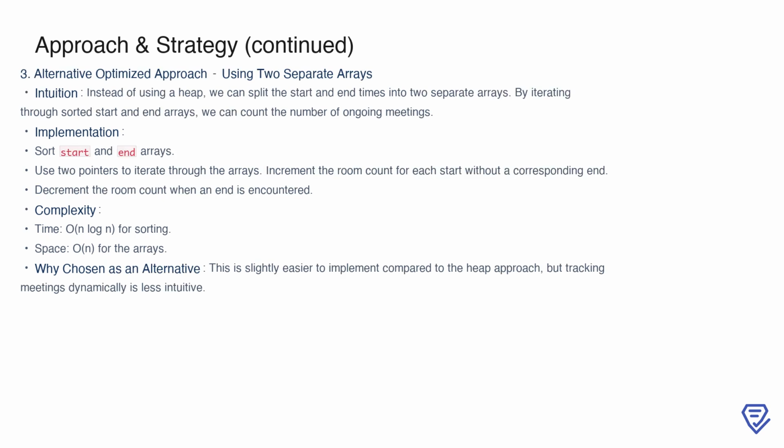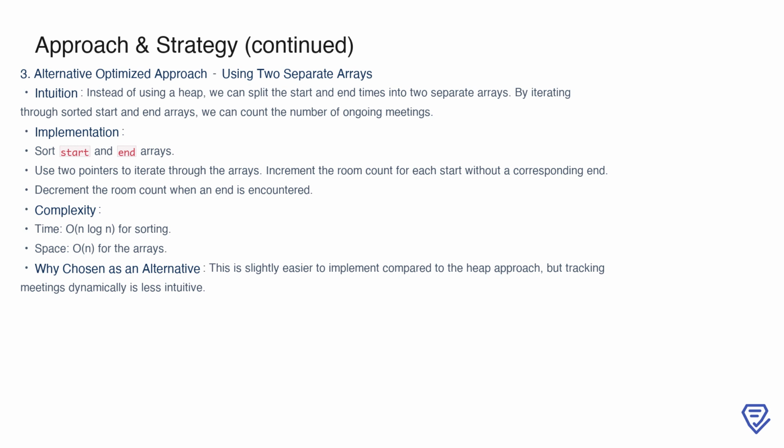An alternative to the heap-based method is to use two separate arrays to manage the start and end times of meetings. The intuition here is to split the intervals into two parts, one array for start times and another for end times. By sorting these arrays and iterating through them using two pointers, we can track the number of ongoing meetings. For each start time without a corresponding end, we increment the room count, and for each end time, we decrement it. This approach effectively tracks room usage without the need for a heap.